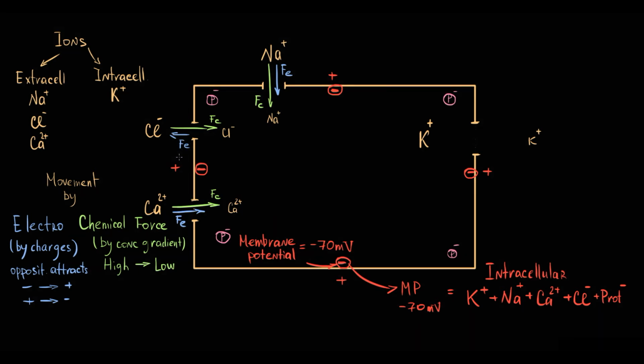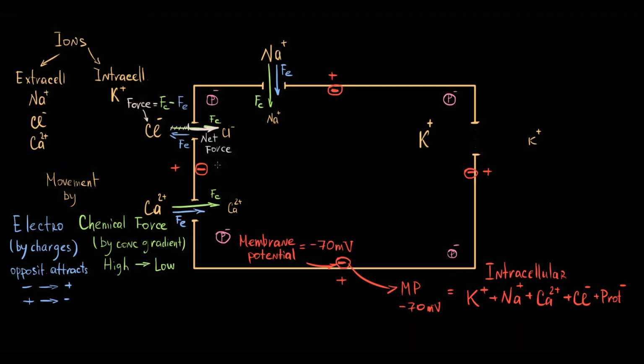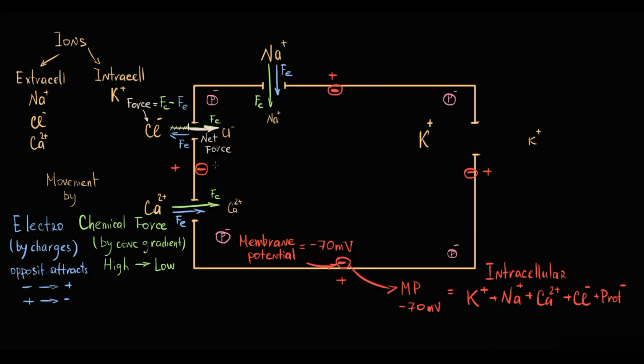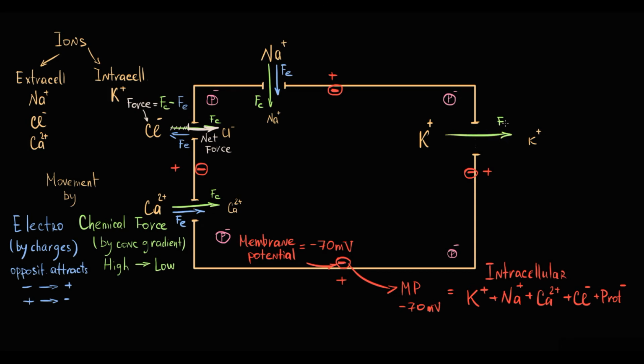In this case, when chemical force and electric force act in opposite directions, the dominant force is chemical. So in this case, the force that pushes chloride will be equal to chemical force minus electric force. Because chloride concentration is high outside the cell, chloride moves inside the cell, but not as rapidly as sodium and calcium, for example, because in case of chloride, the force is much smaller. And potassium is an intracellular ion, so by chemical force potassium moves outside the cell, and by electric force potassium tends to move inside the cell. Because chemical force is the dominant force, potassium moves outside the cell.